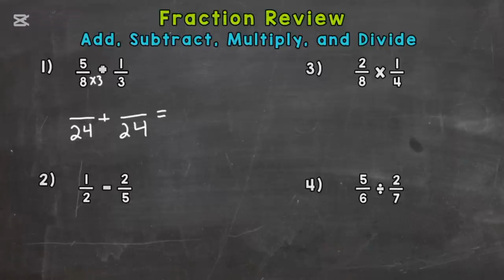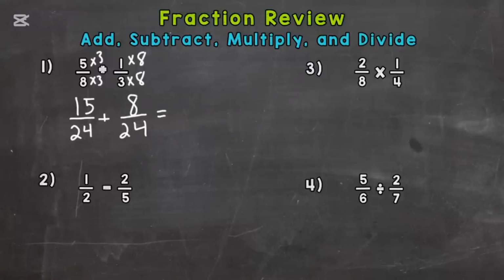So I know 8 times 3 gives me 24. So in order to get an equivalent fraction, I need to do the same thing at the top. So 5 times 3 is 15. So 5/8 is equivalent to 15 24ths. Now for 1/3. 3 times 8 gives me that 24, so I need to do the same thing to the top. 1 times 8 is 8.